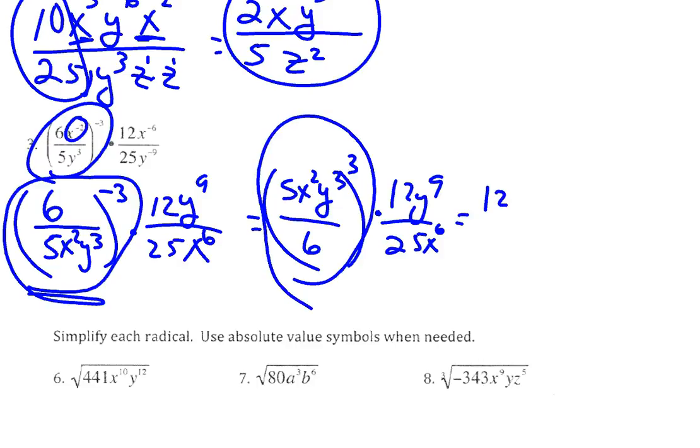5 to the 3rd is 125. X squared to the 3rd is x to the 6th. 2 times 3 is 6. Y to the 3rd to the 3rd is y to the 9th. 3 times 3 is 9. 6 to the 3rd is 216.